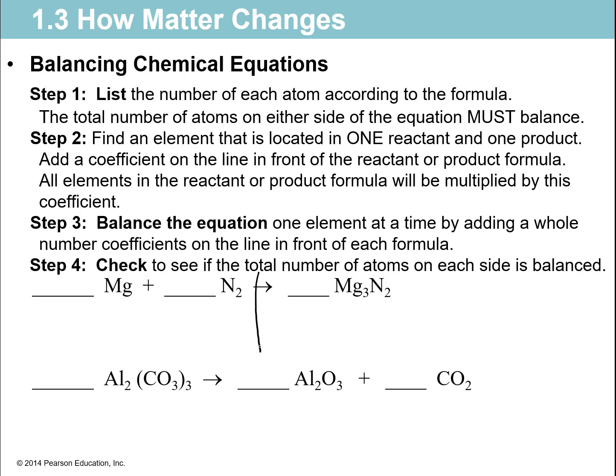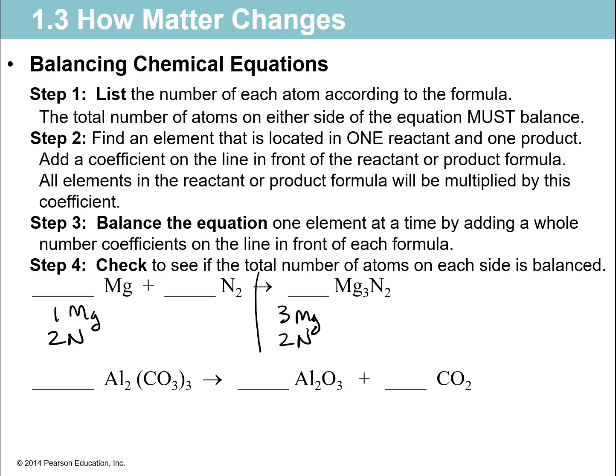So magnesium is going to get a what? 1. Nitrogen is a 2. Over on the product side? 3. And 2. Right. So when you look at this one, do you see it? You're like, oh, nitrogens are already balanced. I only have got to balance the magnesiums. Nitrogens are already 2 and 2.